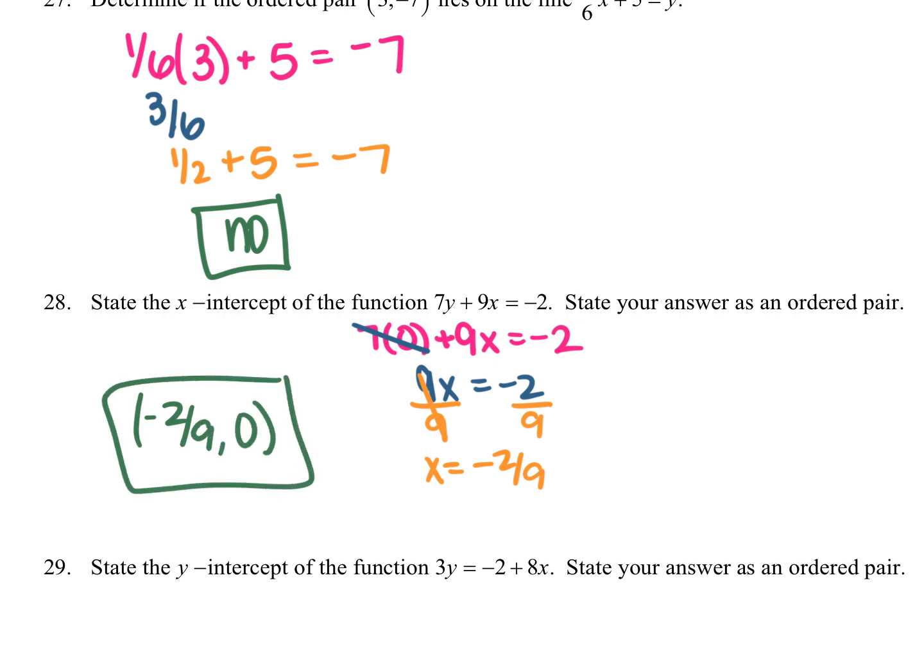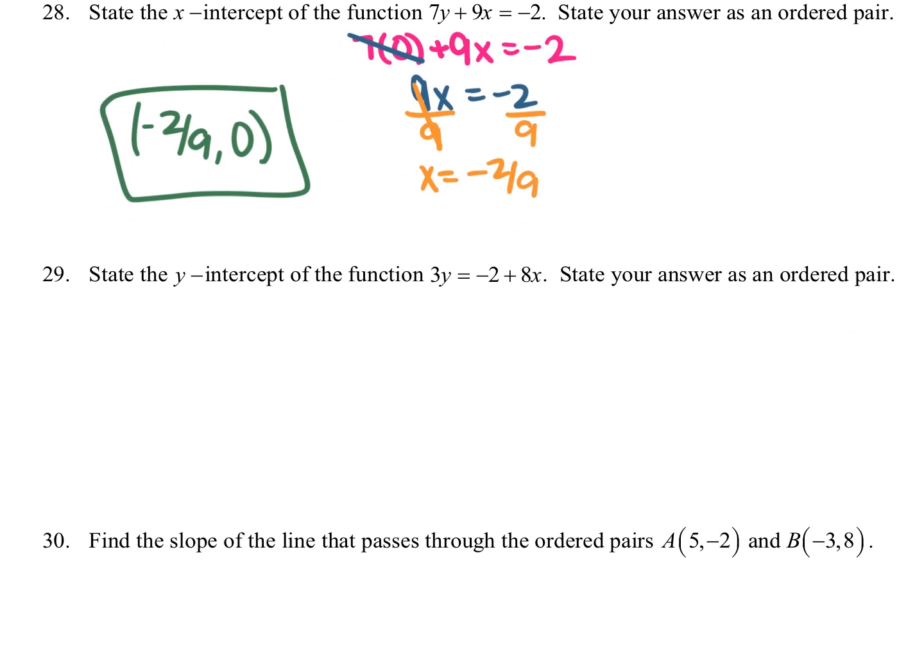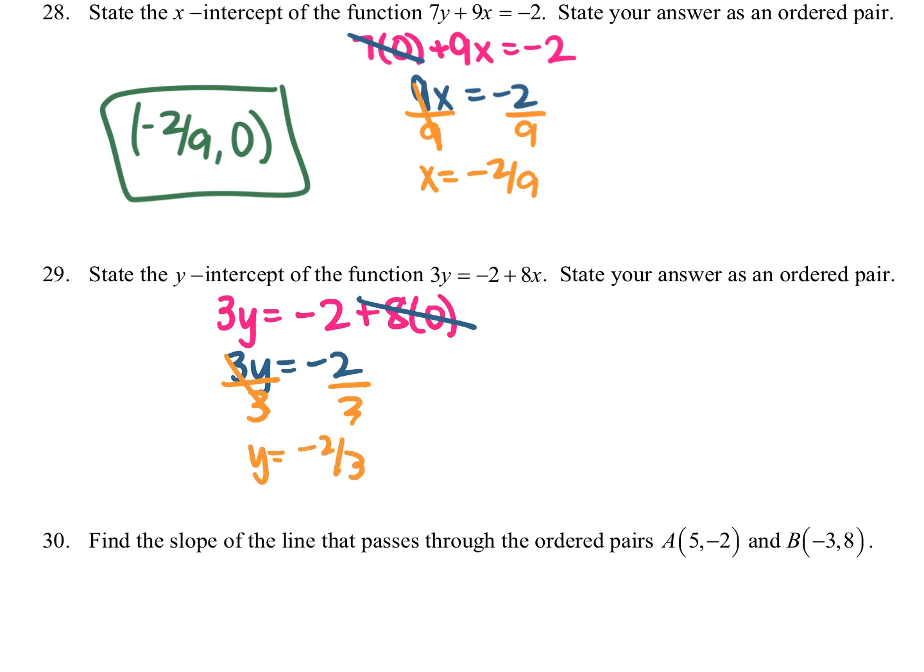To find your y-intercept, like in number 29, you are going to plug in 0 for x and simplify or solve for y. State your answer as an ordered pair. So it's going to be 3y is equal to negative 2 plus 8 times 0. The 8 times 0 cancels out. 3y is equal to negative 2. Divide each side by the 3. You get y is equal to negative 2/3. That means that your y-intercept is the ordered pair 0, comma, negative 2/3.